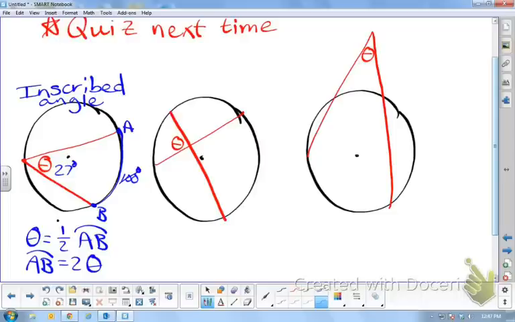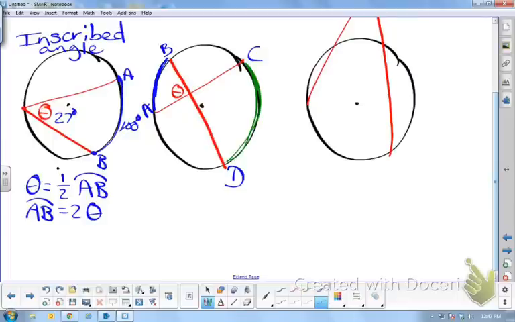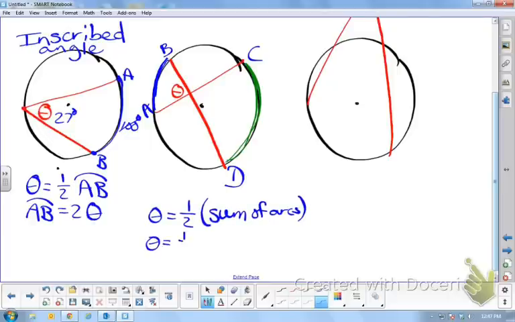On our second situation, because we have two lines crossing, we end up with two arcs. We still have arc AB and then arc CD. And it has a little bit different relationship. This one, the angle, theta, is half the sum of the arcs. Or in other words, half arc CD plus arc AB.